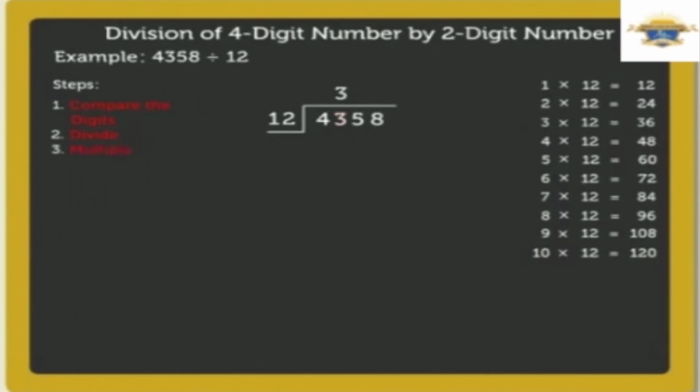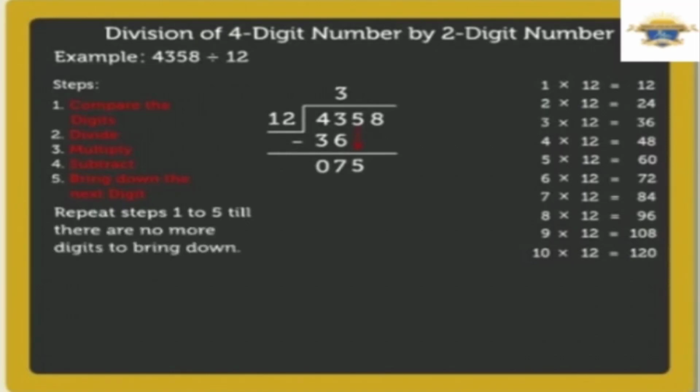Step 3 is to multiply 12 by 3. As we know, 12 times 3 equals 36. We write 36 under 43. Step 4 is to subtract 36 from 43, which equals 7. Now, step 5 is to bring down the next digit, that's 5. After bringing down the digit, we repeat steps 1 to 5 till there are no more digits to bring down.